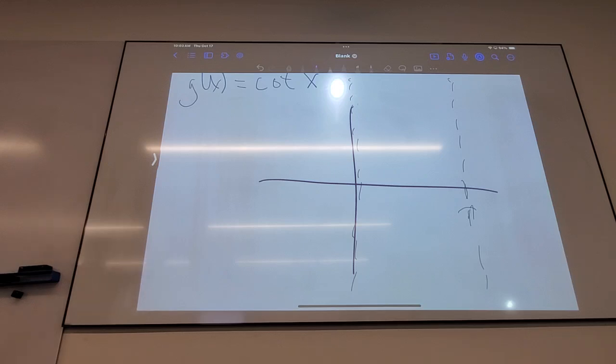So tangent lives between negative pi over 2 and pi over 2. Cotangent lives between 0 and pi. And again, what's the period of cotangent? Maybe not obviously. Pi. What's cotangent of pi over 2? Think about it for a second. Be careful, what's on the top of cotangent? Cosine. What's cosine of pi over 2? 0. What's sine of pi over 2? 1. So 0 over 1, 0.